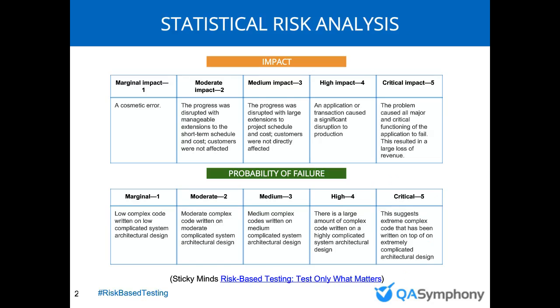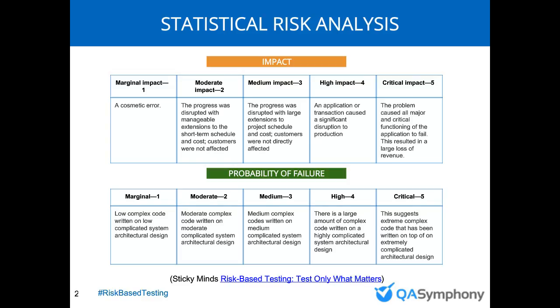So with statistical risk analysis, you've got the two areas we talked about earlier, which are impact and the probability of the failure. You would categorize those from 1 to 5 in both of these categories, from marginal impact all the way to critical impact. And the impact in the statistical risk analysis is really based on how it's going to affect the business. What is the impact on the business?